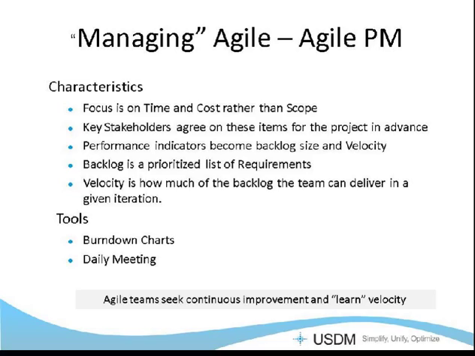The performance indicators become the size of the backlog, so the list of the functional requirements that we're trying to deliver, and then the velocity. How fast can we deliver those things in each iteration? And so the backlog becomes a prioritized list of requirements. We already know what our time is and what our cost is. And from an Agile perspective, then we just go about delivering those things as quickly as we can deliver them, and we may or may not get all the way to the end.